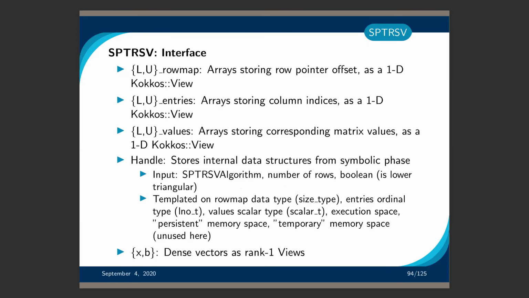Like the sparse ILUK, the interface requires the CRS arrays as rank 1 views for the row map, the entries, and the values. It also requires the opaque handle. And when initialized for SPTRSV, it requires arguments for the algorithm choice, the number of rows of A, and a Boolean that will indicate whether the matrix is lower triangular. And it's true if it's lower triangular, false for upper triangular. The solve phase also requires rank 1 views for the left and right hand side vectors of the solve.